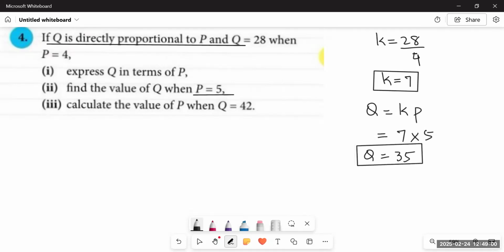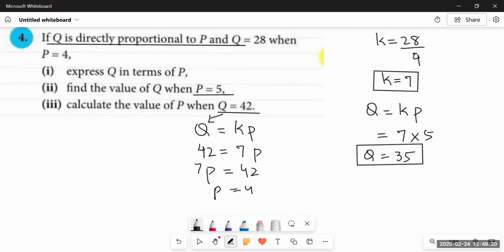Similarly, if I have to find out the value of P using the value of Q, I'll again use the same equation, that is Q is equal to KP. I'm going to substitute the value of Q as 42, K as 7, and P would remain as it is. Now, I'll make 7P the subject, remove 7 from here. So it becomes 42 upon 7, which is equal to 6. So the value of P would be 6 if the value of Q is equal to 42.